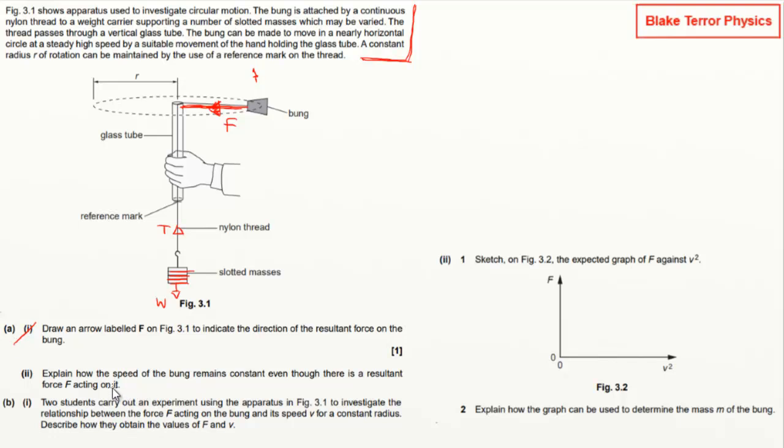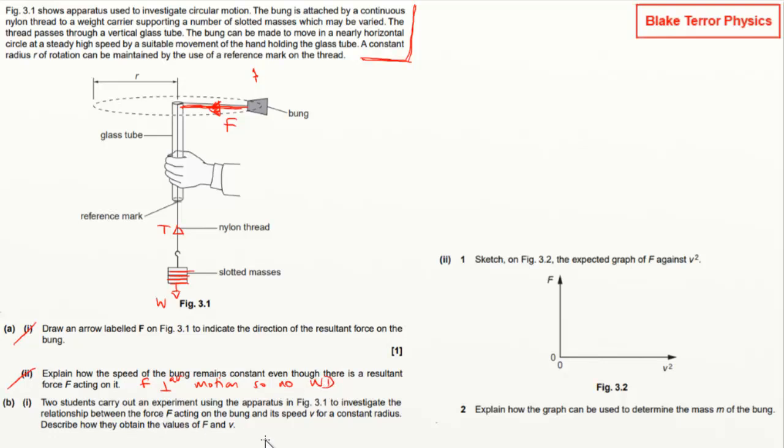Explain how the speed of the bung remains constant even though there is a resultant force acting on it. There's no component of the resultant force in the direction of motion. You're only getting work done on the bung if there's force acting in the direction of motion, which there isn't at all. It's all perpendicular. So the force is perpendicular to the motion, so there's no work done. That's what we've got happening there.